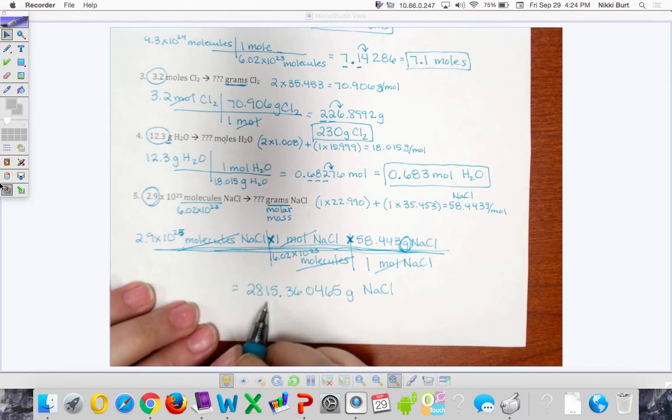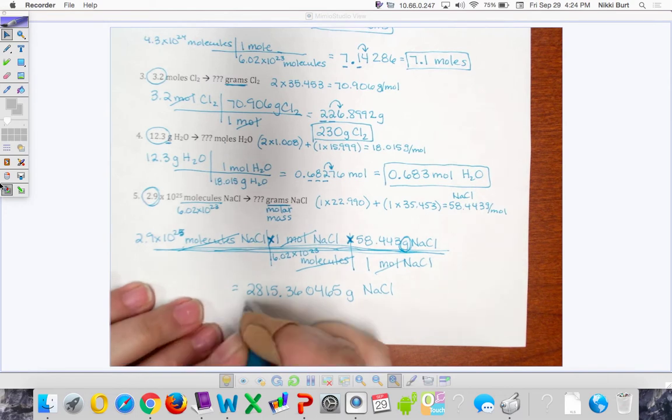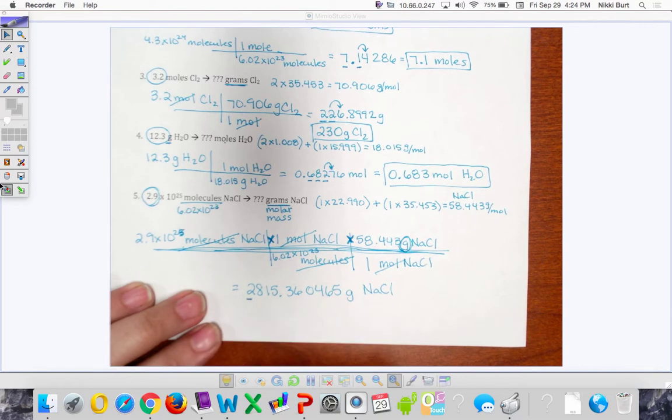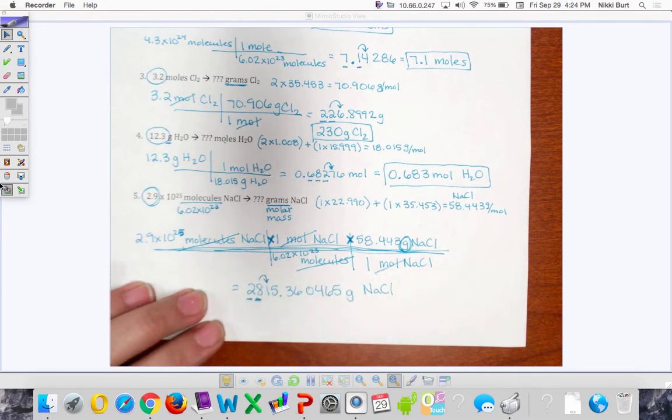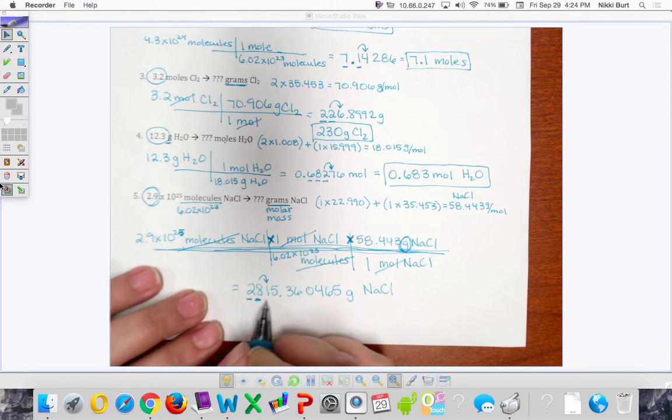But again, we check our sig figs. Our original number only has 2 sig figs in it, which means this number has to have 2 sig figs. So start reading from the left to the right. The first digit is going to be significant. The second one has to be significant. I look at my third one over to see if it causes a rounding. The number 1 does not cause the number 8 to round up.